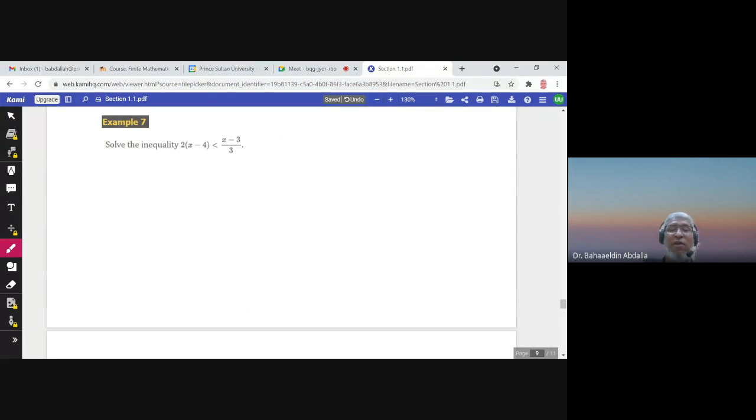Let us solve this inequality. I have to get rid of the 3, so I will multiply both sides by 3. 3 is positive, so nothing would happen. 3 times 2 is 6. And if you multiply this side by 3, it would cancel with the 3 in the denominator, and I will have x minus 3. Now expand or remove parentheses. So 6x minus 24 is less than x minus 3.